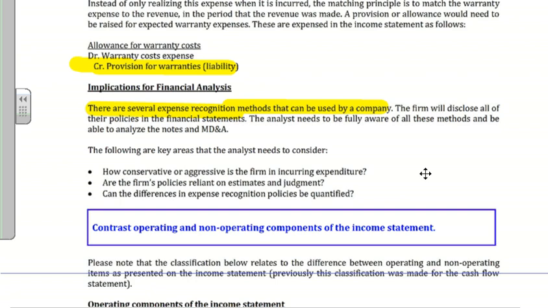Okay, there's a lot of judgment that's involved. So we ask ourselves the following question as an analyst: how conservative or aggressive is the firm in incurring expenditure? Are the firm's policies resilient? Are they reliant on estimates and judgment? As you can see, those ones that we've just looked at are quite reliant on estimates. Okay, and can the differences in expense recognitions be quantified? For example, can I say, well, if we had done it another way, if we had expensed it over a different period of time, what would that expense have been? And we can look at it from that point of view.